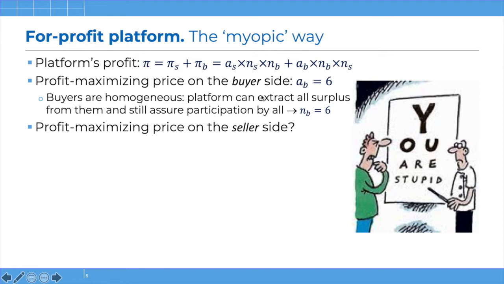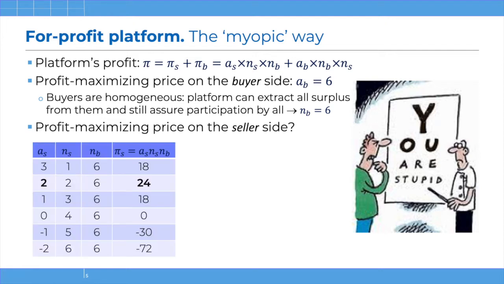Okay, so here the demand for participation of the buyers is totally inelastic. And so this puts the platform in a very strong position, and it can extract all the surplus from the buyers by setting a price equal to their willingness to pay. So AB is going to be equal to 6, and all buyers, the 6 buyers, are going to participate. Now let's move to the seller side.